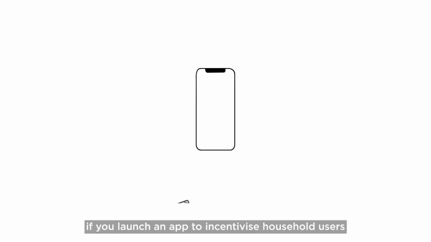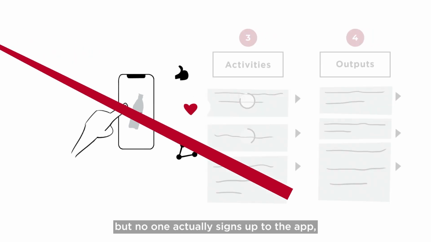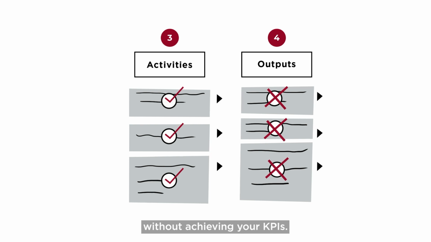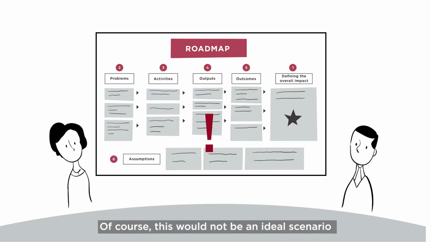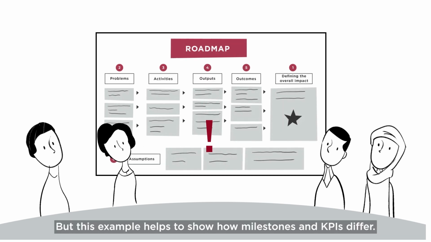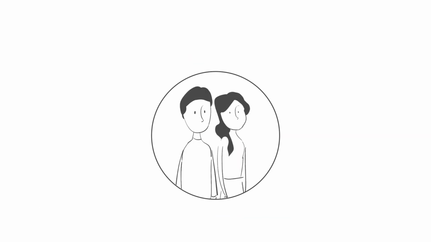For instance, if you launch an app to incentivise household users to start recycling and conduct a marketing campaign, but no one actually signs up to the app, you have completed your milestones without achieving your KPIs. Of course, this would not be an ideal scenario and would flag a project risk to your donors and investors, but this example helps to show how milestones and KPIs differ.